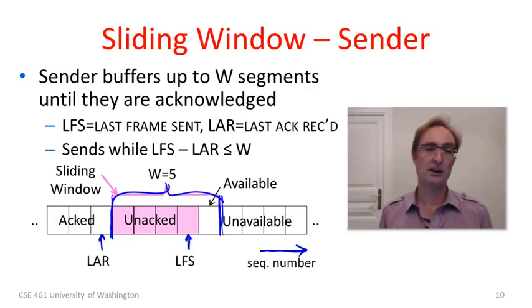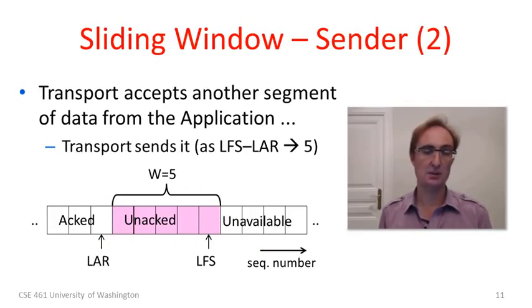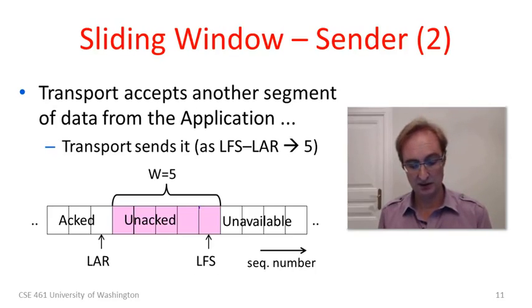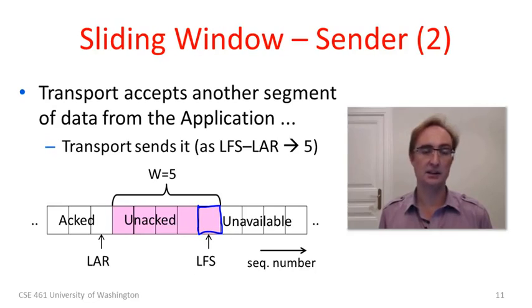It evolves as we send new packets and receive ACKs. So a couple of things could happen here. What could happen? Well, one thing that could happen is the transport layer could accept another segment from the application, and that would be this segment here. And in this case, it can go ahead and send it. Why? Because we only had 4 packets outstanding in the network, and our sliding window size is 5. If we send this one, now we have 5. And you can see I've updated LFS here. I haven't updated LAR because we haven't received any acknowledgements. So now our window is full.